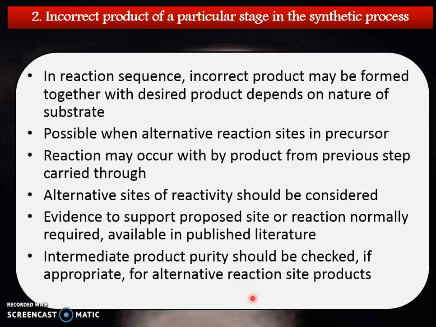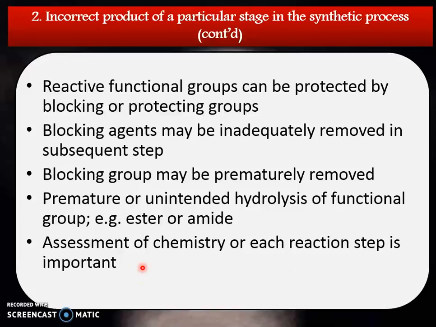Second is an incorrect product of a particular stage, not the final product, but within the pathway. It gives us a different product, so the reaction sequence will be incorrect. To overcome this, we usually recommend an intermediate product purity test during the process. Or other reactive functional groups can also be blocked or protected. And again, we recommend that assessment of chemical purity be tested in each reaction step.